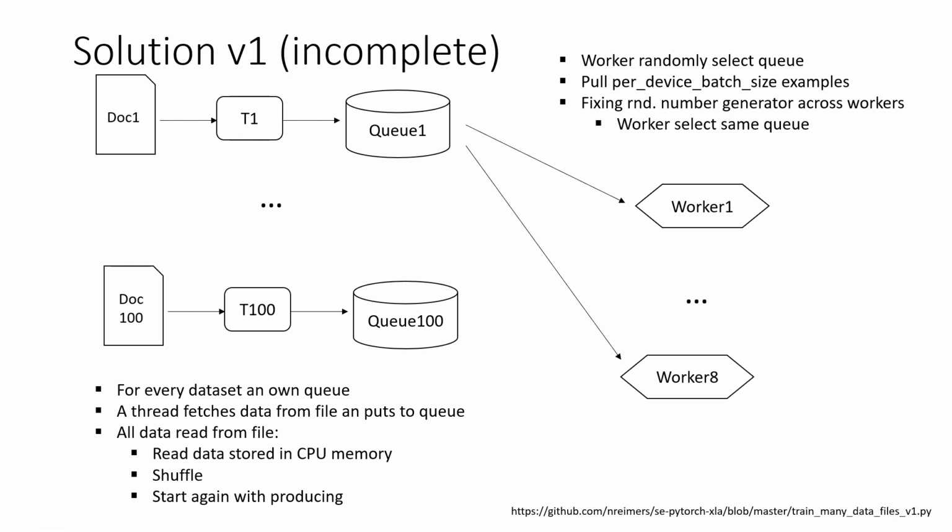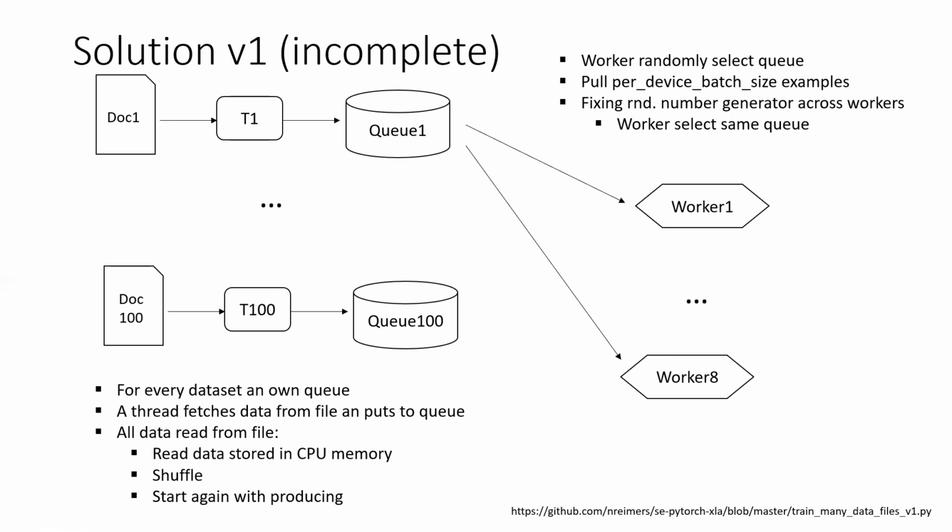So then you have your 8 different workers which communicate with the TPU cores. They randomly select a queue and then they pull per-device-batch-size examples. For example, they pull 64 examples from the queue and use these 64 examples from the same queue to do the computation.